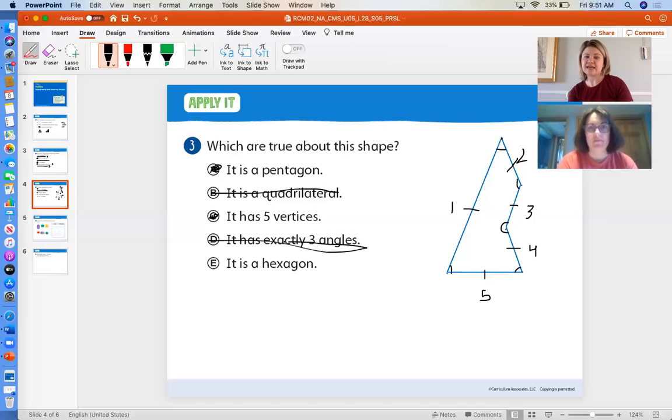It is a hexagon. No, what did we say it was? It's a pentagon. Okay.